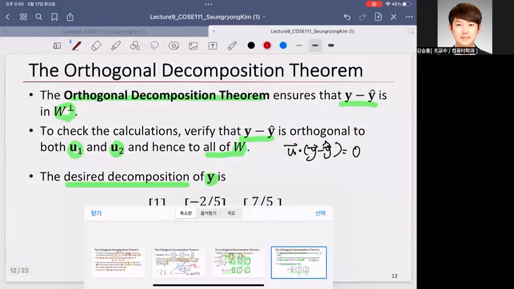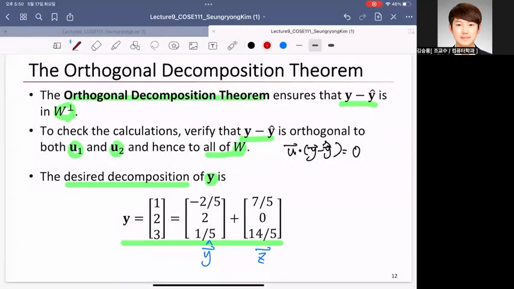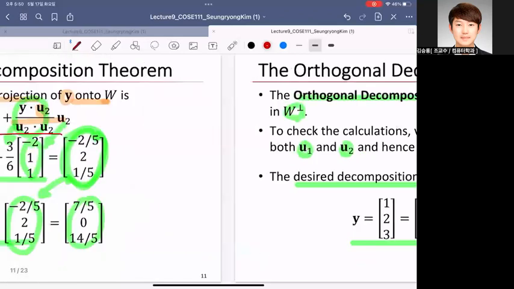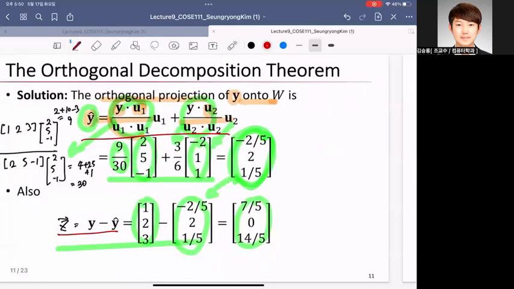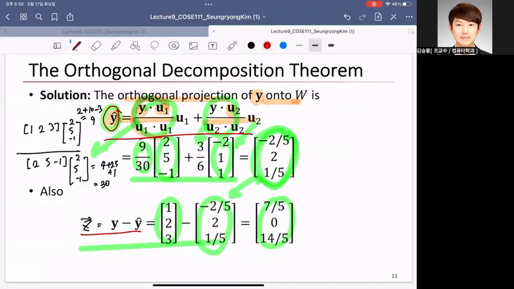Question. Maybe it is a little bit challenging to understand what I mean, but it's really easy to compute, right? It's really easy to find y hat because this is just a simple calculation. This is a very, very easy calculation.